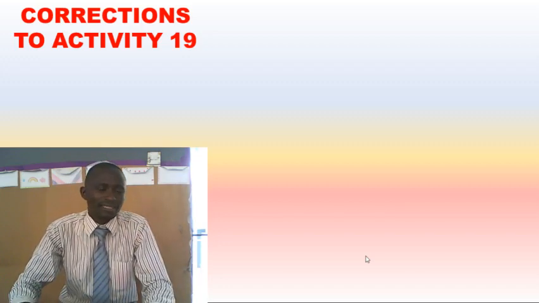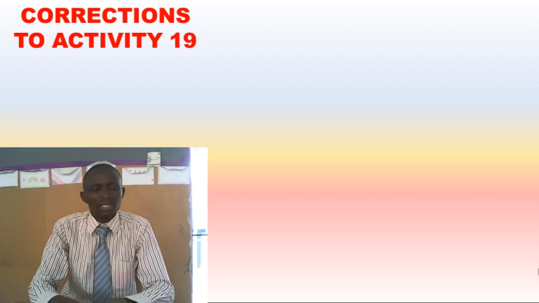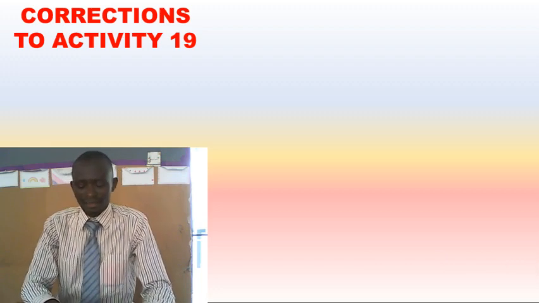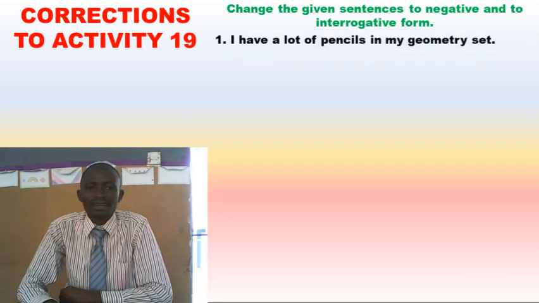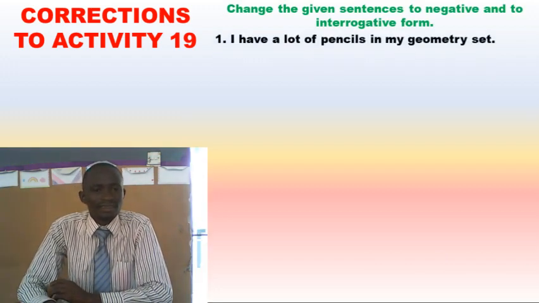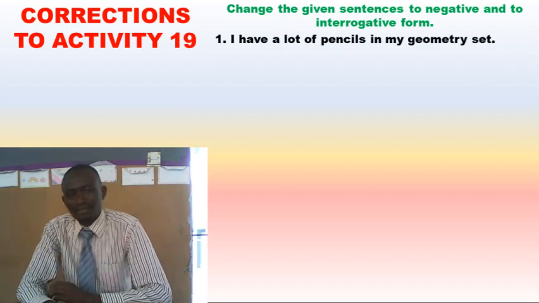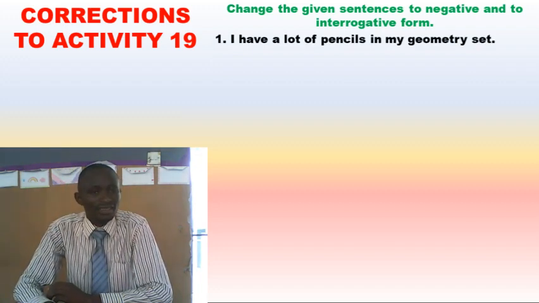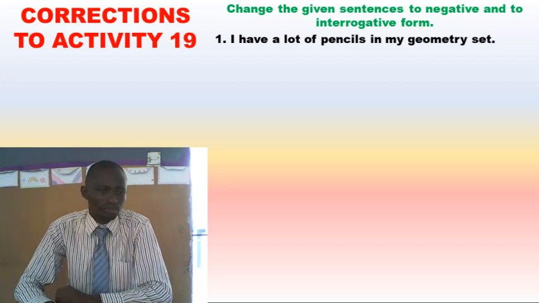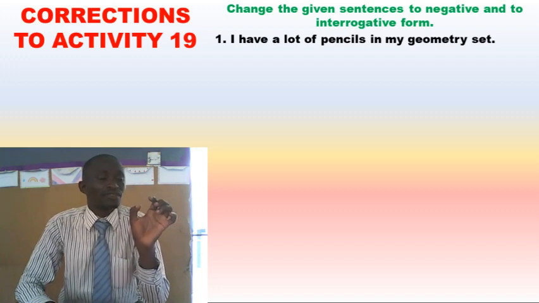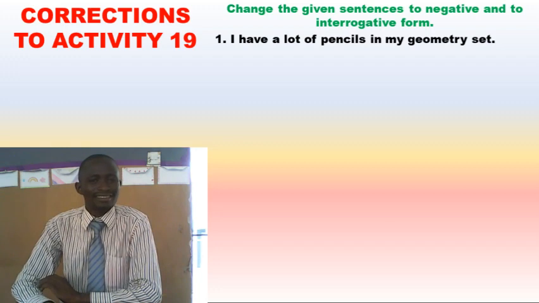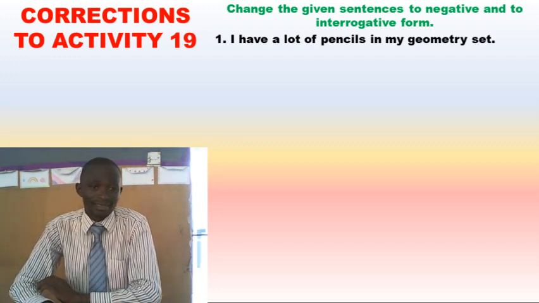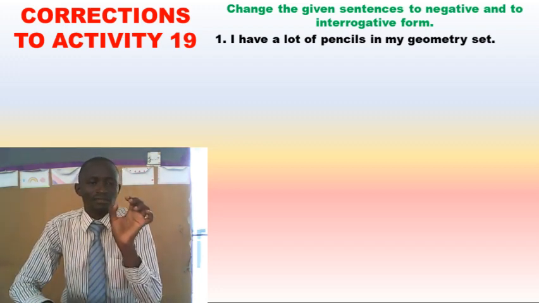As usual, before that, let's have corrections to lesson number 19. You learned the usage of the word a lot of, and you understood very well, I believe. The instruction says, change the given sentences to negative and to interrogative form. Meaning the sentences were given in affirmative form. Look at number one. I have a lot of pencils in my geometry set.